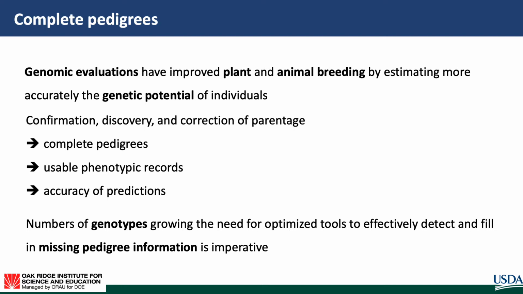So, the confirmation, discovery, and correction of relationships will allow us to have more complete pedigrees, to increase the number of usable phenotypic records, and also to increase the accuracy of the predictions. With the number of genotypes growing by day, nowadays there are more than 4 million genotypes in the database. We need optimized tools to detect and fill in all this missing information.